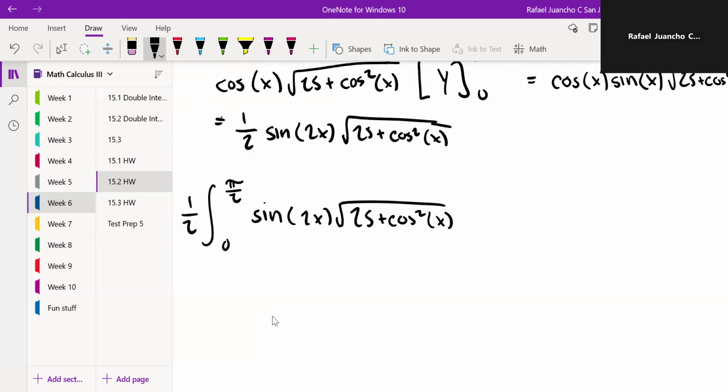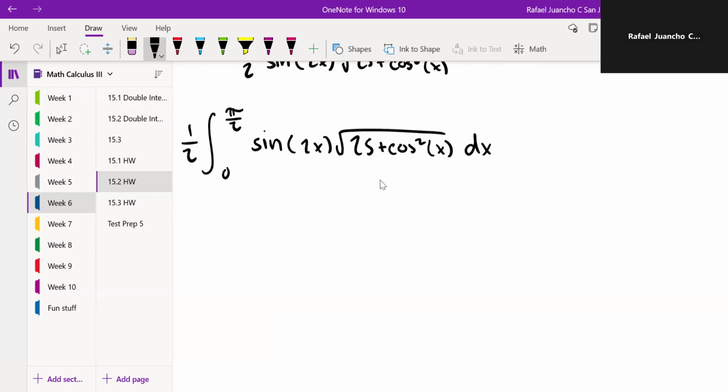Okay, dx. I was thinking of doing a U sub, but then this looks frightening. U sub doesn't work. Wait, does it? Another thing I'm thinking of is integration by parts, which I think might work better.